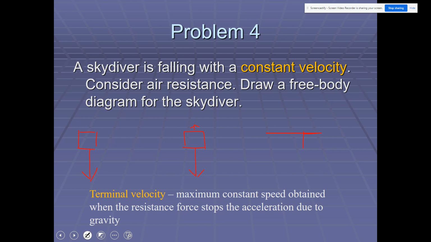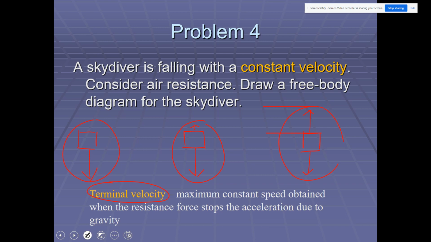Eventually, if he falls long enough, that arrow on top grows until it's the same size as the arrow below him, just like that. And that's when he gets to this thing called terminal velocity, the maximum constant speed obtained when the resistant forces stop the acceleration due to gravity. And so the skydiver here, at the very, very beginning, isn't moving, but he starts to speed up as he falls down. He's getting faster and faster until air resistance catches up. And then whatever speed he's at, he just stays at that speed because now the forces are equal.